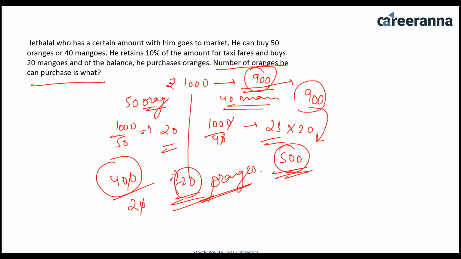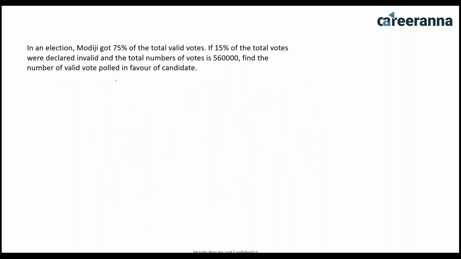Yes, okay, cool. So next question. In an election, Modi ji got 75% of the total valid votes. If 15% of the total votes were declared invalid, the total number of votes is 560000. Find the number of valid votes in favor of the candidate, that is Modi ji. Guys, please be very quick.